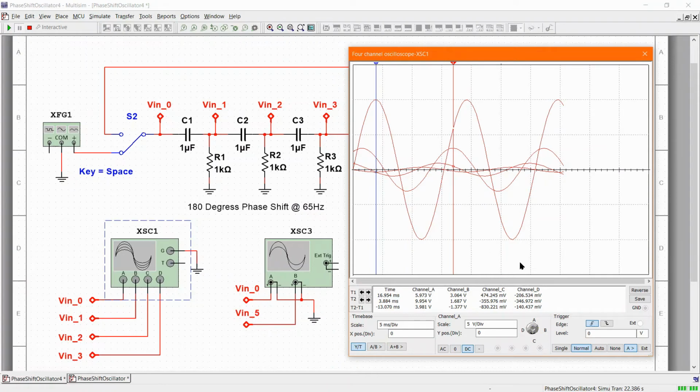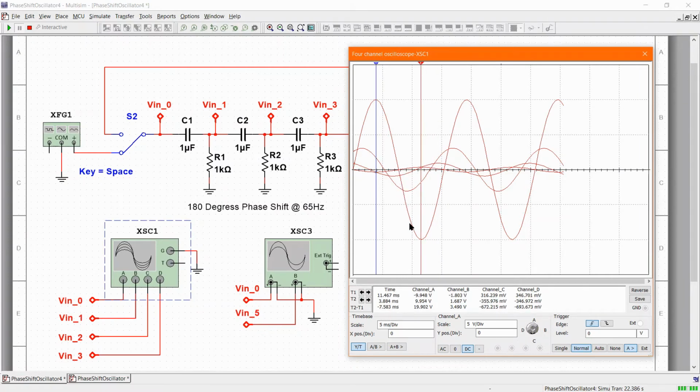VN2 then must be this one here. I'll move this over to VN2. And it's shifted another 60 degrees and it's down again. And then finally this little hump right here, the smallest sine wave, that would be VN3. And it looks like that one is 180 degrees out of phase.